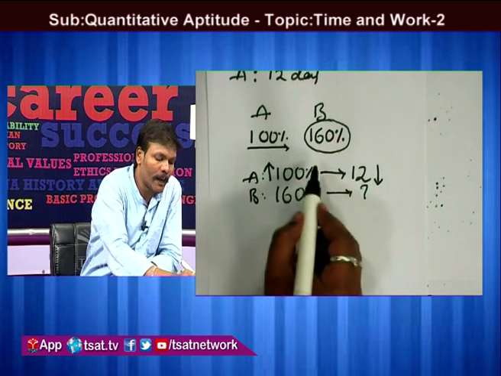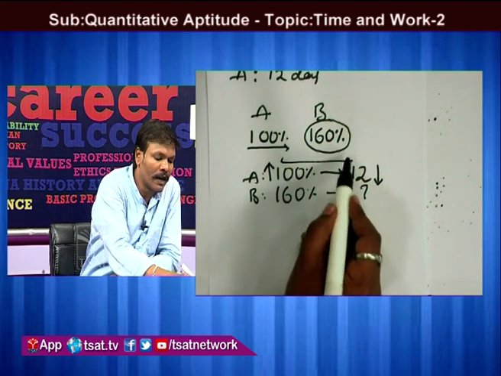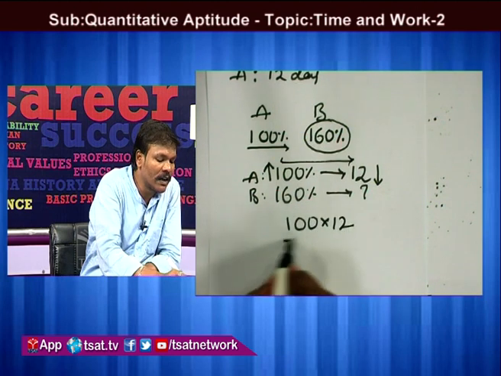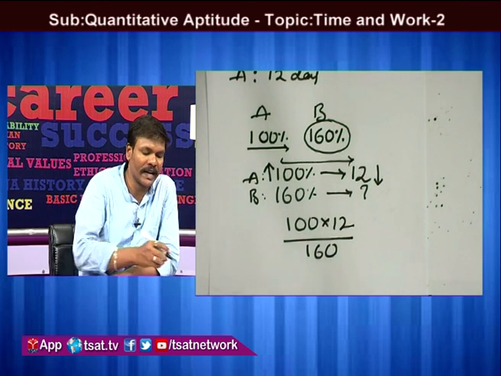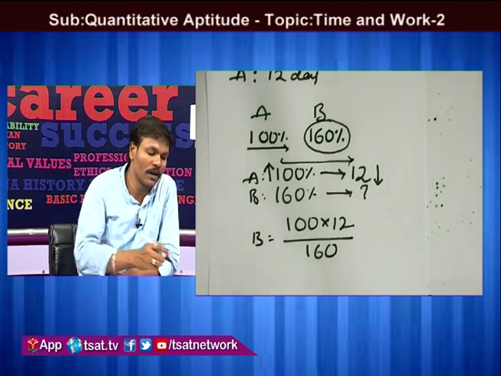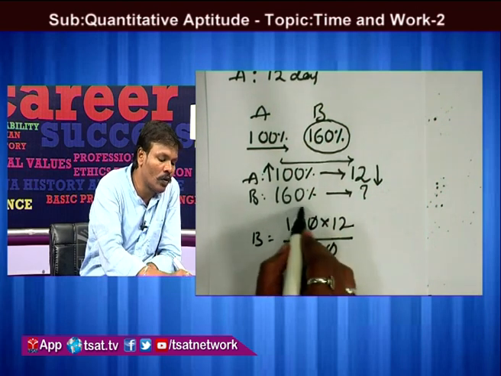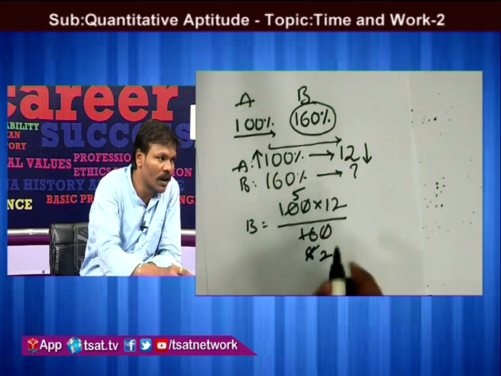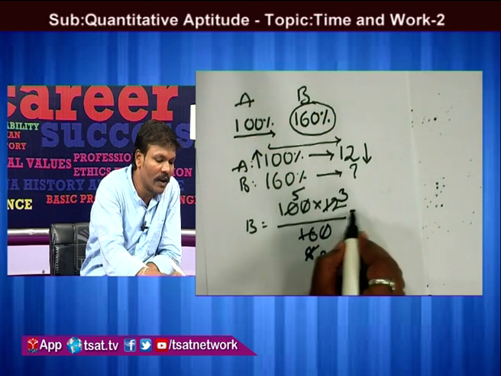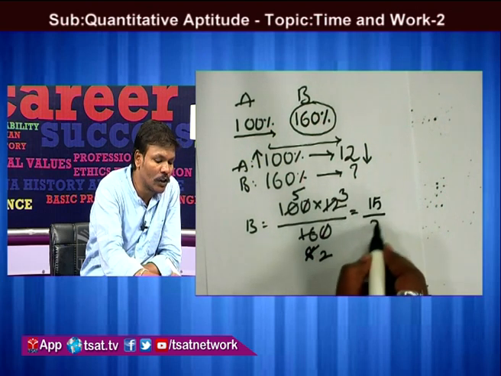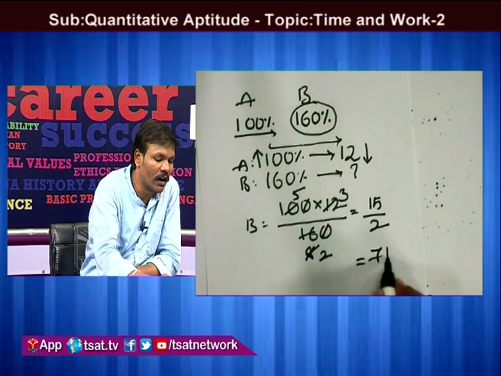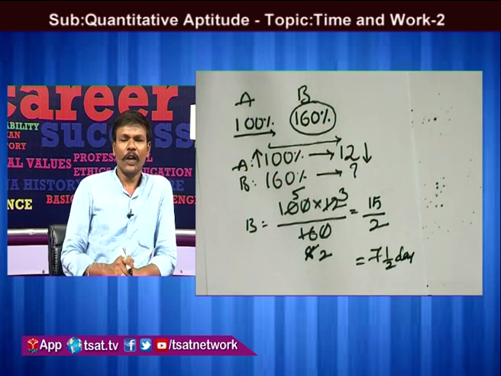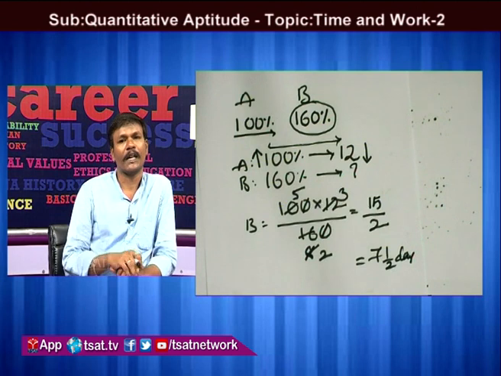In this problem, we multiply the same values on the line: 100 into 12 by 160. B is 100 into 12 by 160. Cancelling the zeros and reducing the factors, the value will be 15 by 2, which means 7.5 days. That is simple.